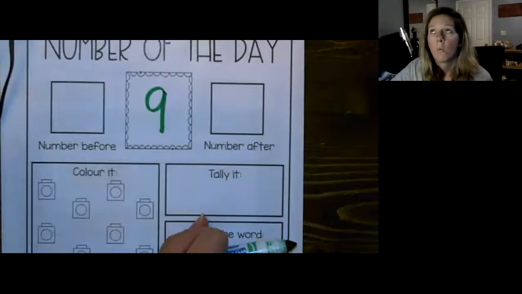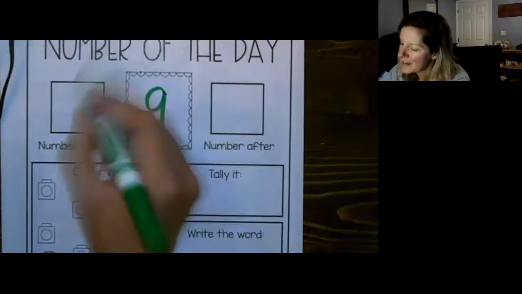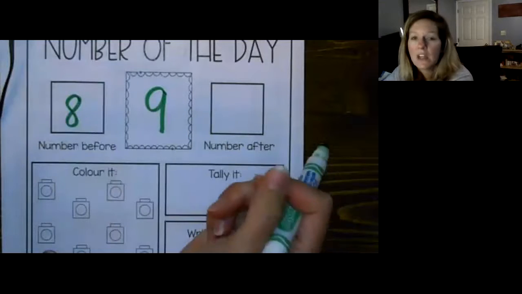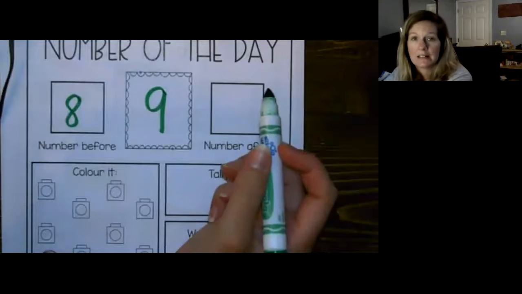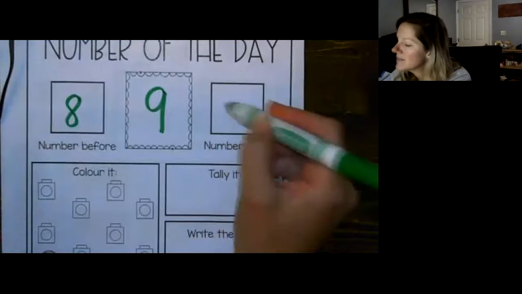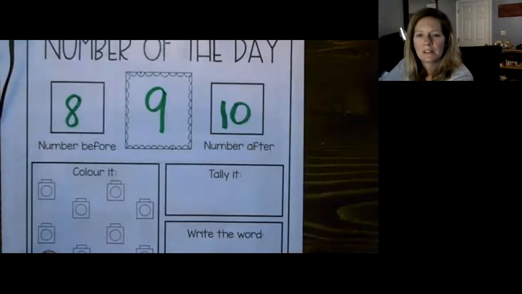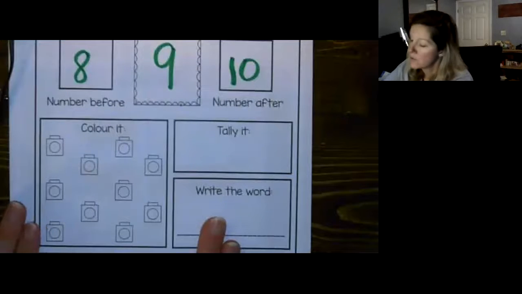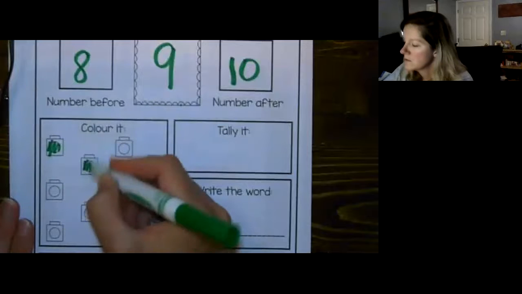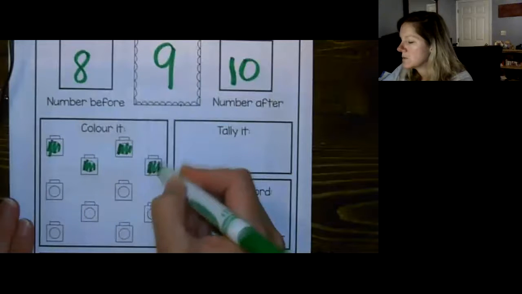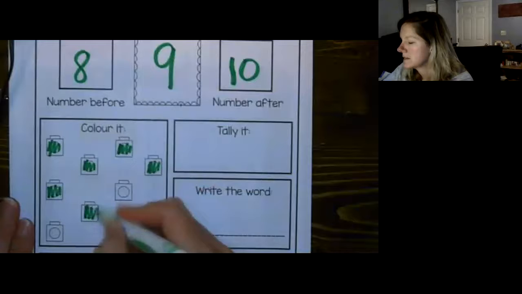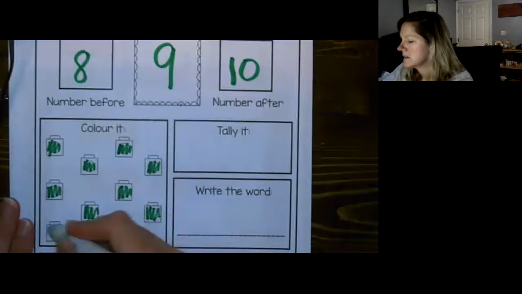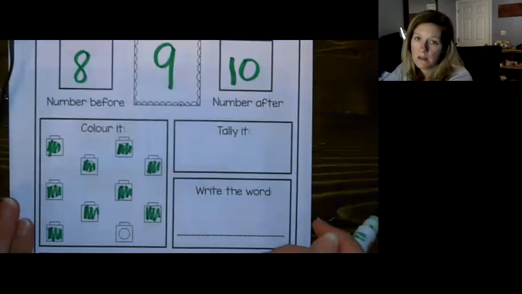All right, what number comes before the number 9? Let's go ahead and count. 1, 2, 3, 4, 5, 6, 7, 8, 9. 8 comes before 9. There we go. What number comes after 9? 8, 9, 10. Very good. All right. So we are going to go ahead and color 9 of these cubes. 1, 2, 3, 4, 5, 7, 8, 9. We have just one blank one.